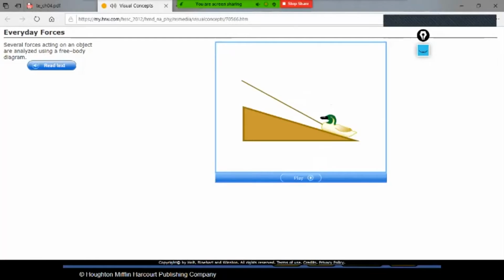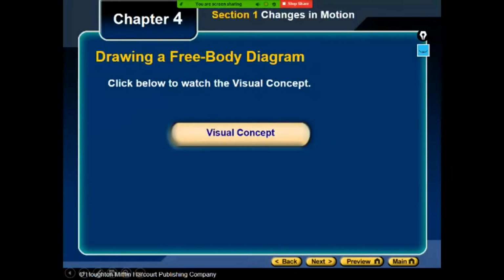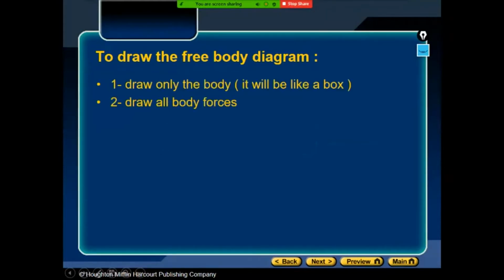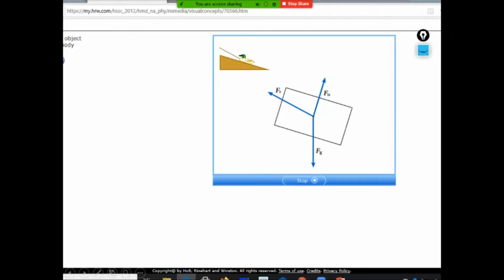Excellent. Okay, guys, that is the example of the free body diagram. It's really amazing to understand. I'll explain it again, guys, to understand how we can draw the free body diagram for this toy. Now we will draw the toy like a box. We will draw it like a box, guys.